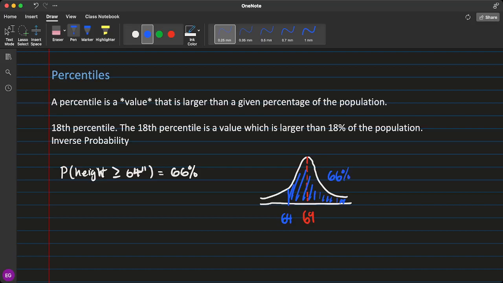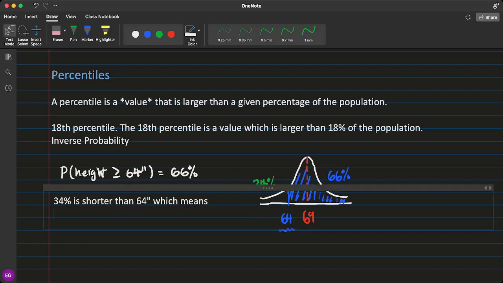But with percentiles, we want to know the value, what it's larger than. So if here's 64 and 66% is greater than that, then what's 100 minus 66? You're left with 34. So if 66% of the population is taller than 64 inches, that means 34% is shorter than 64 inches, which means 64 inches is the 34th percentile.